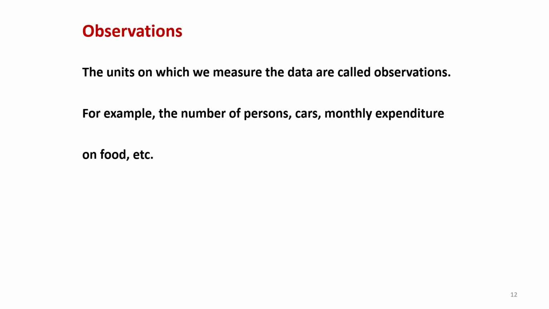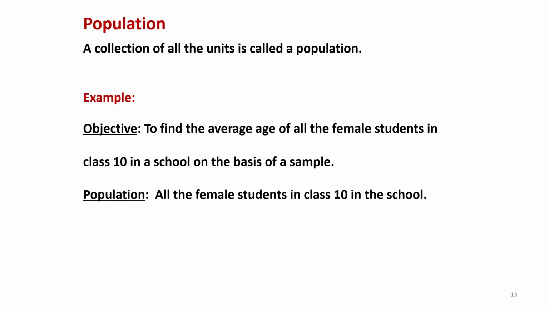And now we are talking about two words actually, data and observations. So what is an observation? The units on which we measure the data are called observations, right? For example, if I want to know the number of persons, number of cars, monthly expenditure on food, then these are our observations, right? And whenever we are collecting observations, they are collected from a population. What is a population? The population is a collection of all the units, right?